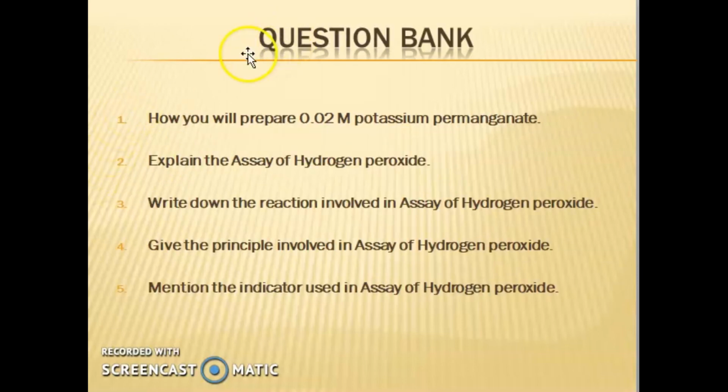Now we will see the question bank for our today's practical. First question, how will you prepare 0.2 molar potassium permanganate. Second, explain the assay of hydrogen peroxide. Third, write down the reaction involved in assay of hydrogen peroxide. Fourth question, give the principle involved in assay of hydrogen peroxide. And the last question, mention the indicator used in assay of hydrogen peroxide.